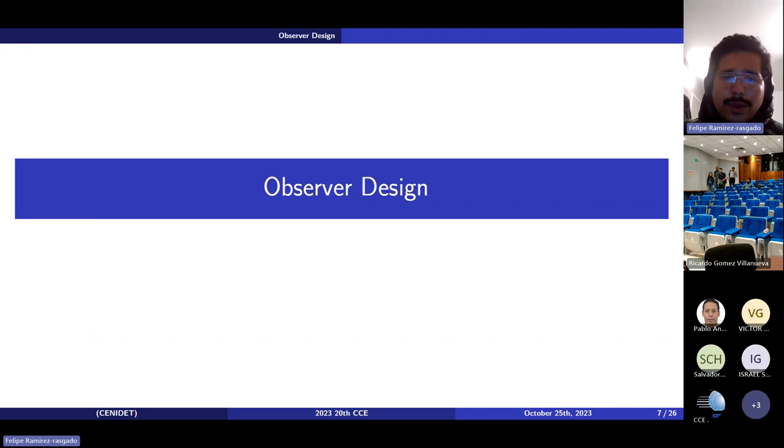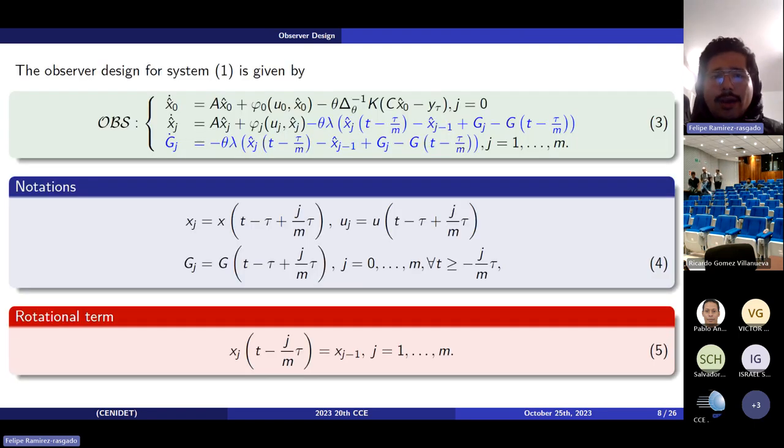In this sense, we consider the following observer to reconstruct the pre-delayed state vector, shown in equation three, where it's a cascade observer. It's a cascade observer since it presents an observer in the base, and the rest of the elements of the cascade are predictors. The base observer is denoted by the index equal to zero, and it's a high gain observer. This high gain observer estimates the delayed state vector.